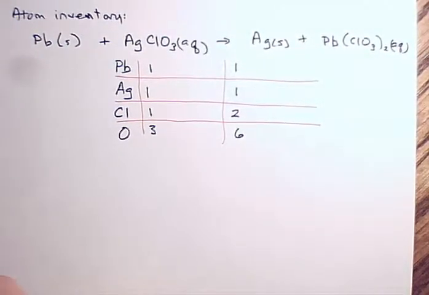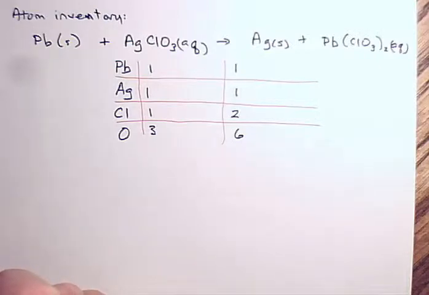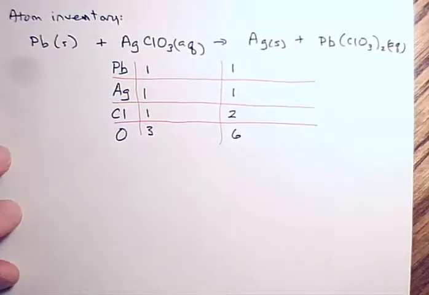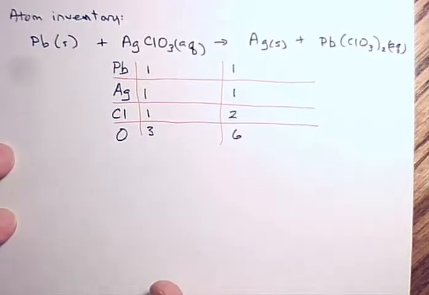And if we don't balance this equation, then we're violating one of the thermodynamic laws of the universe. Okay? We've created matter. And we can't create matter. That's not possible. In chemistry, you don't create or destroy matter. This is called the law of conservation of mass, or the law of conservation of matter.